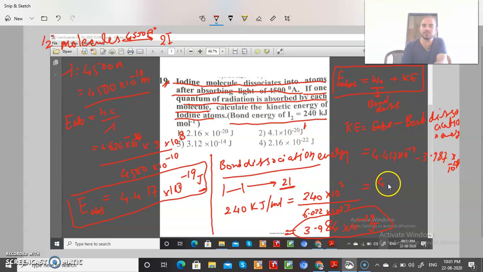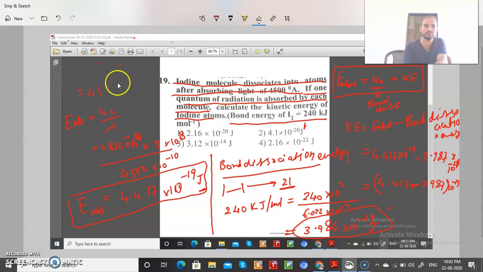So here it is 4.417 minus 3.987, and outside the bracket 10 power minus 19 is common. How much answer are you going to get, students? I am erasing this portion because the space is very small, and we need to erase it to write the answer. Almost 90% of the problem is done.